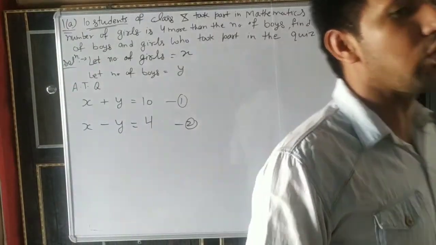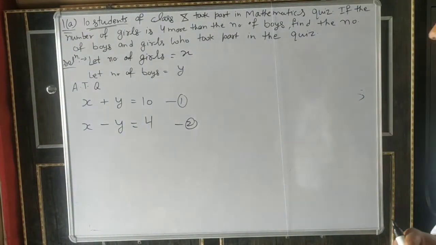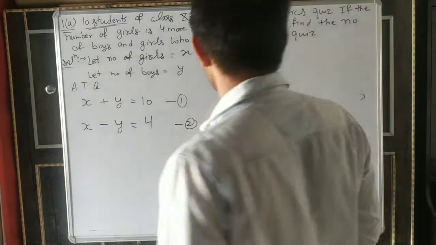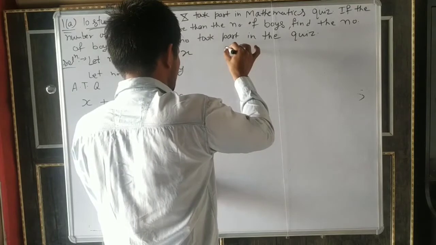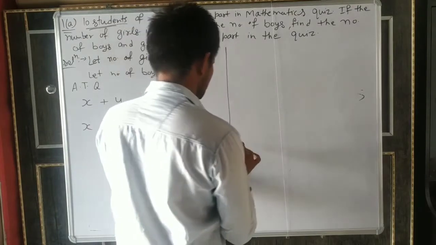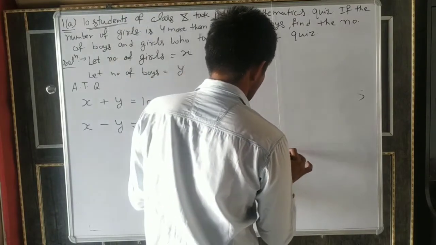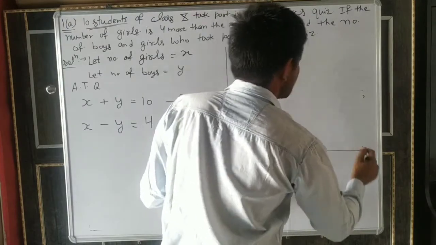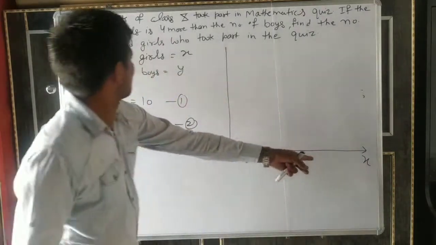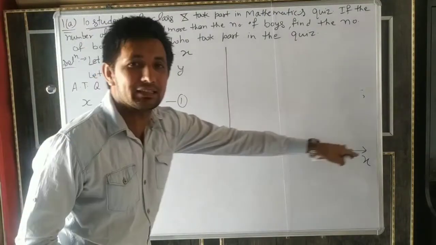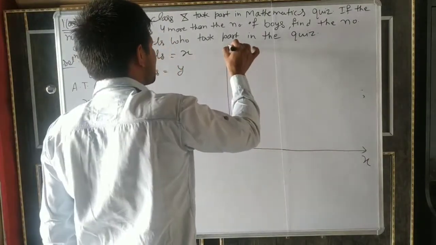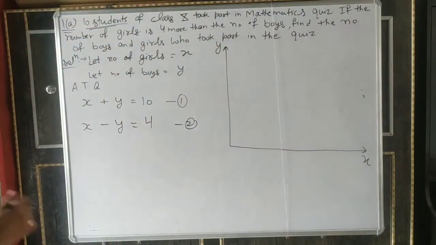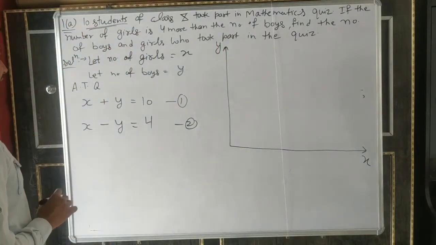We have to find the number of girls and boys graphically. So first we will make a graph. On the x-axis, what are we taking? Girls. So on the x-axis is girls and on the y-axis is boys. First we will find the solutions.